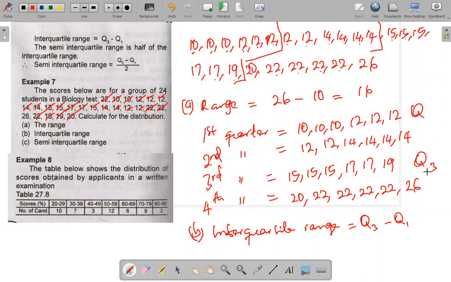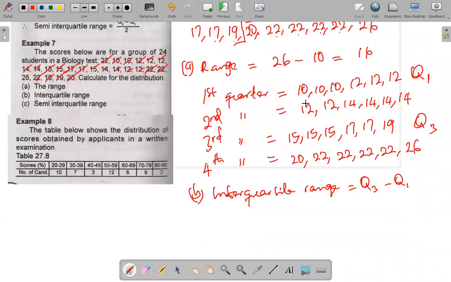So the difference between the item here and the item here, that is the highest value here, which is 19, and the highest value here, which is 12, will give us the interquartile range. So given that the highest item here is 19 and the highest here is 12, 19 minus 12 is 7. So the interquartile range is 7.